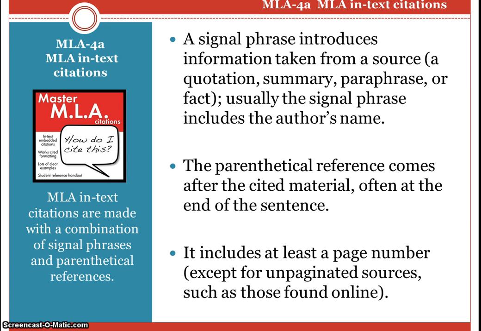MLA in-text citations are made with a combination of signal phrases and parenthetical references. A signal phrase introduces information taken from a source: a quotation, summary, paraphrase, or fact. Usually the signal phrase includes the author name. The parenthetical reference comes after the cited material, often at the end of the sentence. It includes at least a page number, except for unpaginated sources, such as those found online.